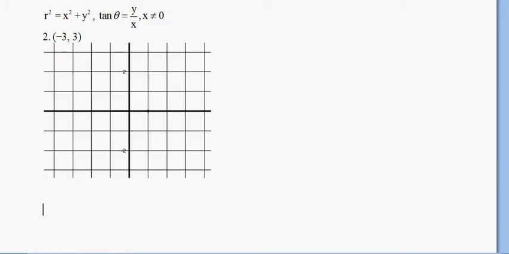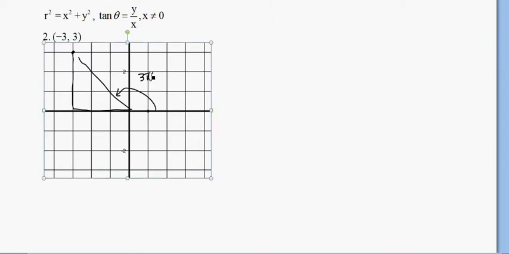So we have (-3, 3). That's going to be over in the second quadrant. And hopefully everybody notices that I've just drawn an isosceles right triangle. So the angle associated with that is 3 pi over 4. And the radius is going to be whatever 3 squared plus 3 squared is, which is 18, which is 3 radical 2. So one version would be (3 radical 2, 3 pi over 4).